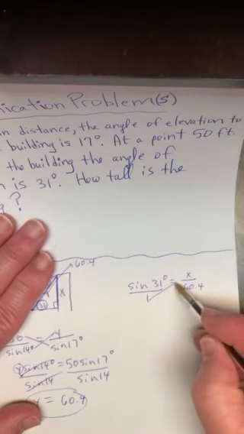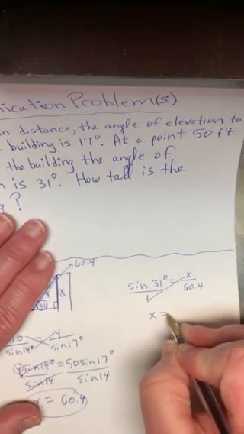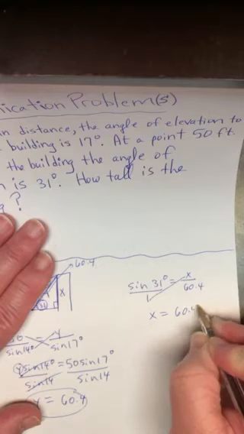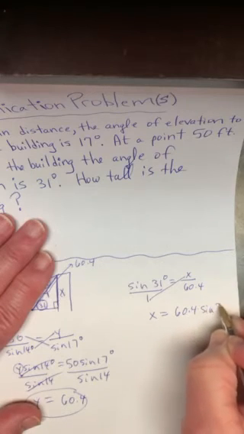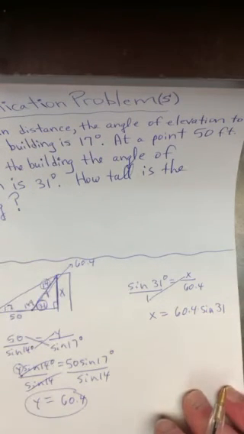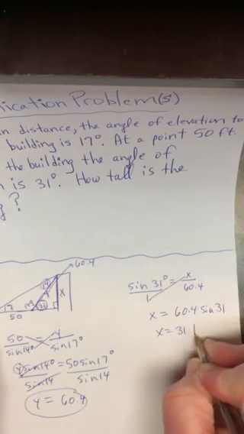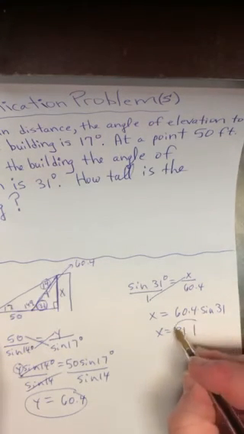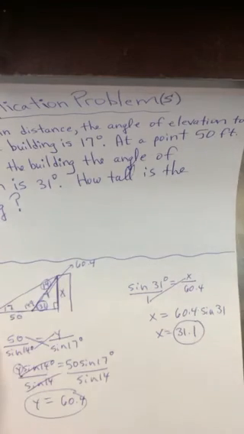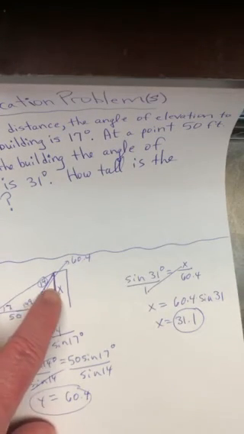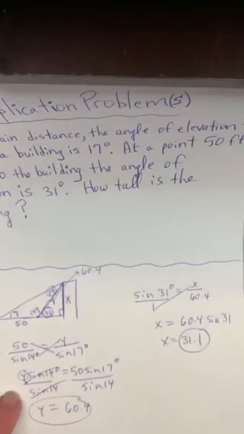So when I cross multiply, I get X equals 60.4 times the sine of 31. I'm going to push 60.4 sine 31 on my calculator, and X is 31.1. I'll be darned, I found the other side, the height of the building would be 31.1 feet.